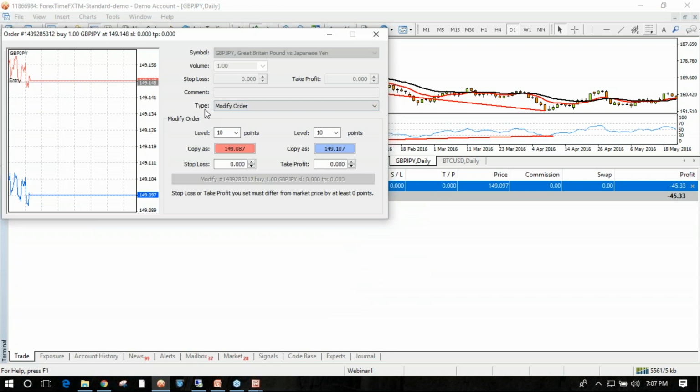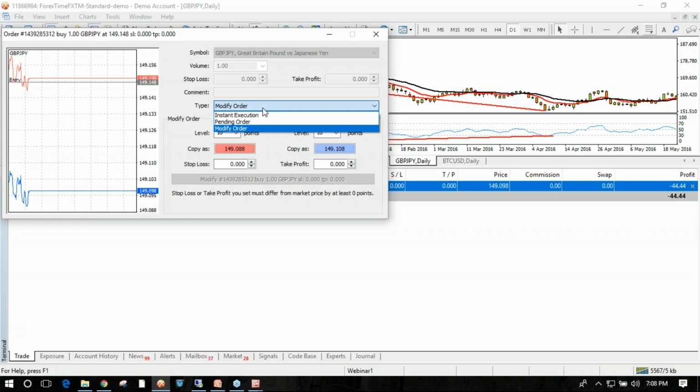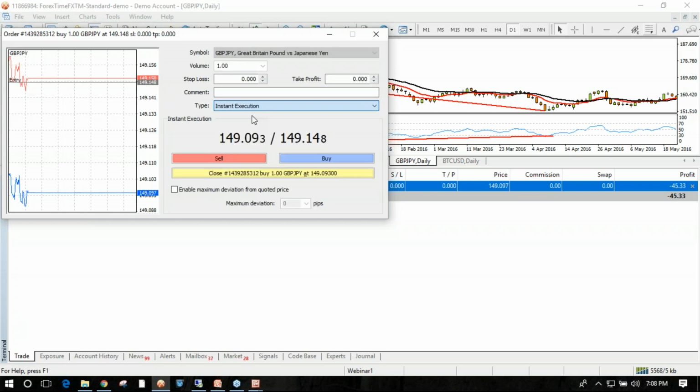Now at the place where they wrote type of order, you change it from modify order to instant execution. Now when you change it, you go to your volume where you have your one lot. Now you type the amount you want to close. If you placed one lot initially and want to close half of your profit, it means that you close half of the volume. It's volume that determines what is closed.